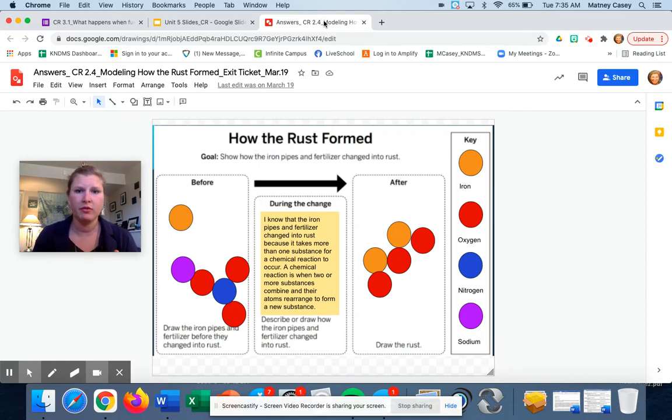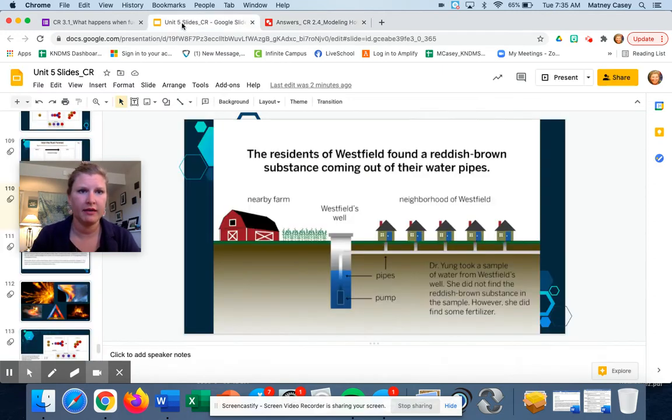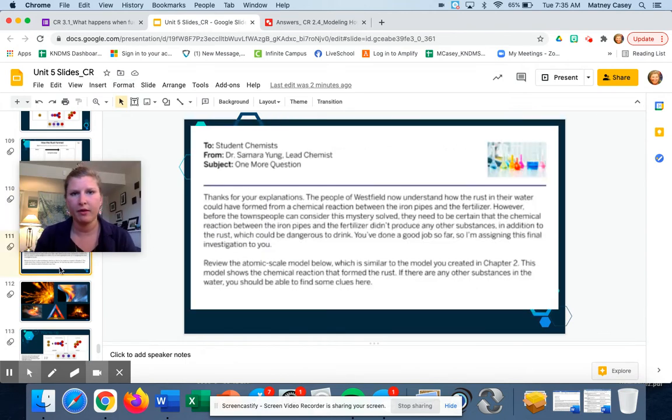So that's the model that you would create, and it's sent off to Dr. Young to give her an explanation. She had written back while you were gone on break saying that there was one more question. She says, "Thanks for your explanations. The people of Westfield now understand that it was rust in their water that could have formed from a chemical reaction between the iron pipes and the fertilizer. However, before the townspeople can consider this mystery solved, they need to be certain that the chemical reaction between the iron pipes and the fertilizer didn't produce any other substances, in addition to rust, which could be dangerous to drink. You've done a good job so far, so I'm assigning this final investigation to you."